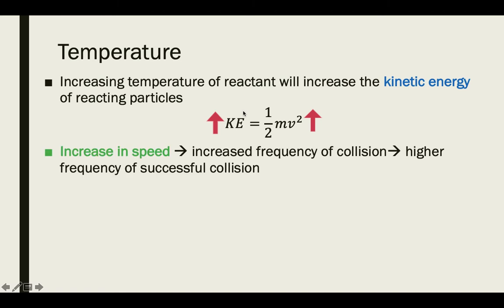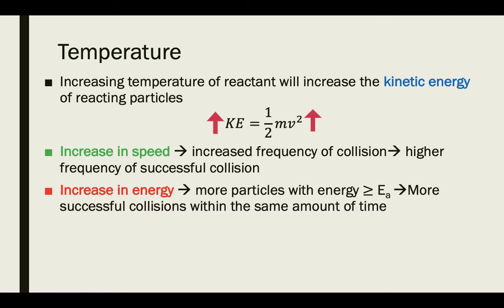So you can see that if the particles are moving around faster, then they're more likely to collide into each other within a given amount of time, and therefore a higher frequency of successful collisions will be the result.